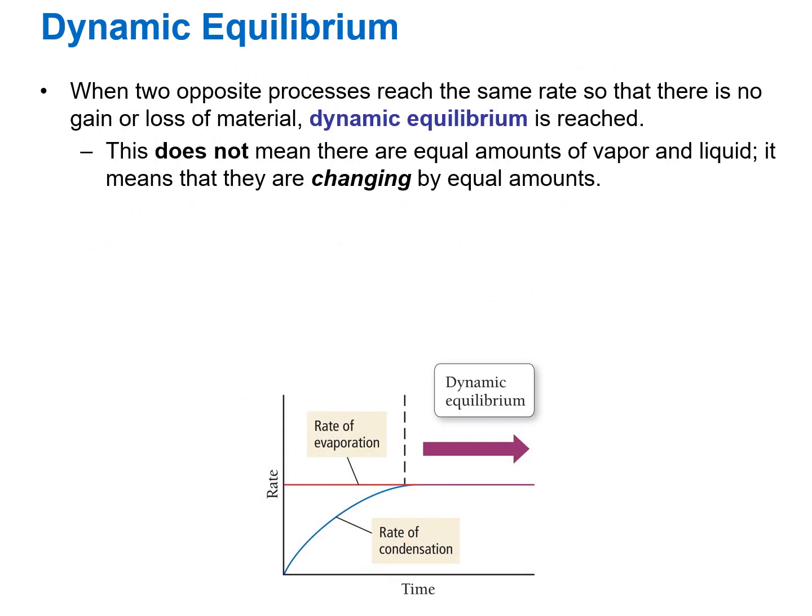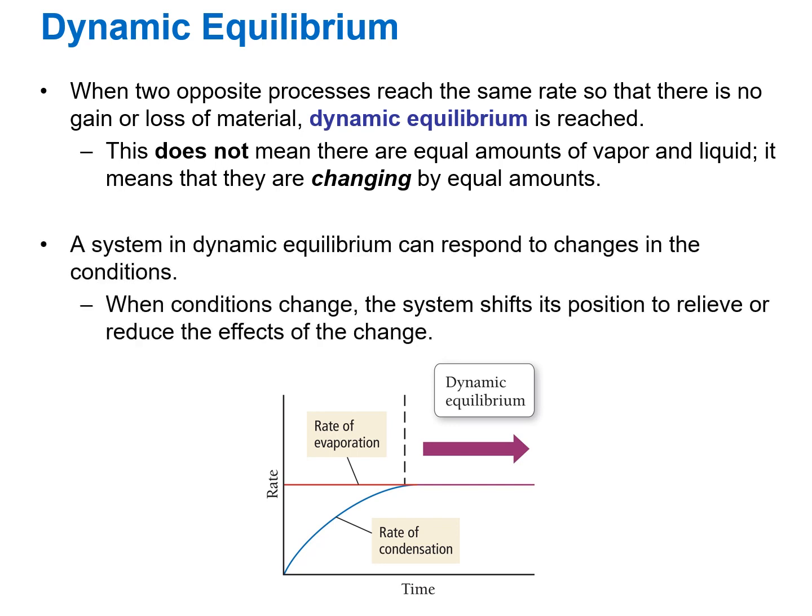Now, as we just said, when two opposite processes reach the same rate, so that there's no gain or loss of material, that's what we have with dynamic equilibrium. But it doesn't mean that there are equal amounts of vapor and liquid. What it means is that they're changing in equal amounts. So it's possible that you could have more vapor and less liquid, and that remains the same in a dynamic equilibrium situation.